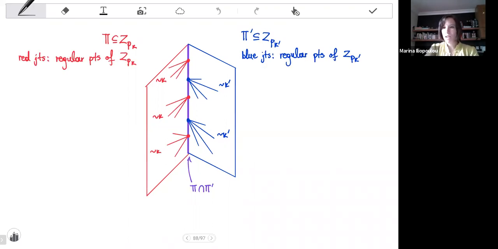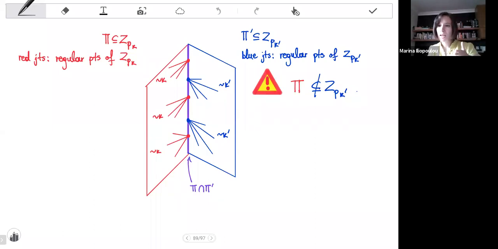Okay, whatever is red lives in the red zero set. Whatever is blue lives in the blue zero set, but there is more. The red joints were flat for the red zero set. In particular, there were regular points. The tangent space exists there for the red zero set. And similarly, the blue joints were regular points for the blue zero set. We'll use that here. In particular, it implies that the red plane cannot be blue as well.